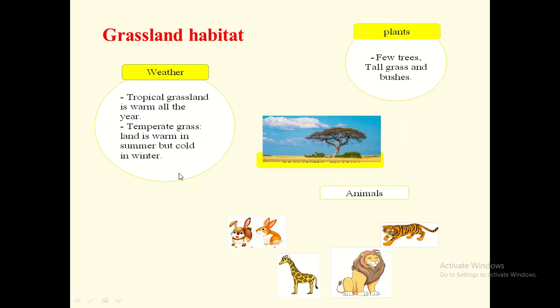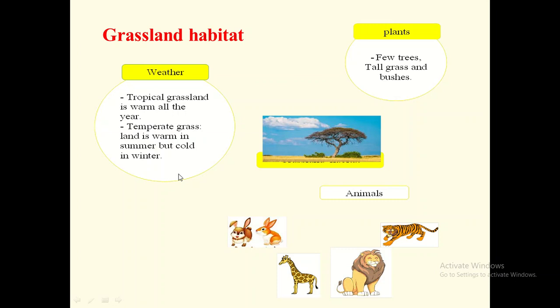Now we are going to talk about habitat number 3, the grassland habitat. It's a habitat which has dry and flat areas of land and few trees. The weather in the grassland habitat is tropical, and it's warm all the year.